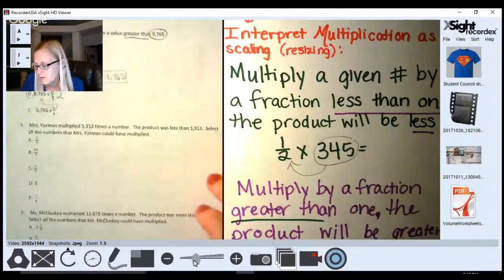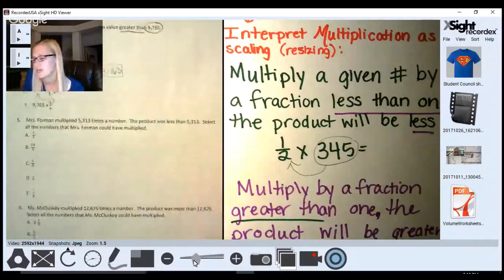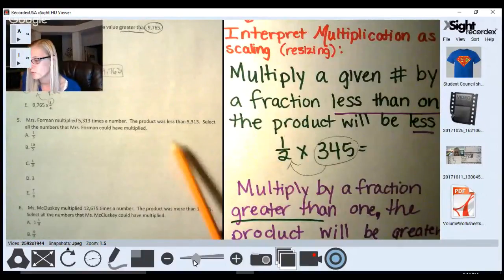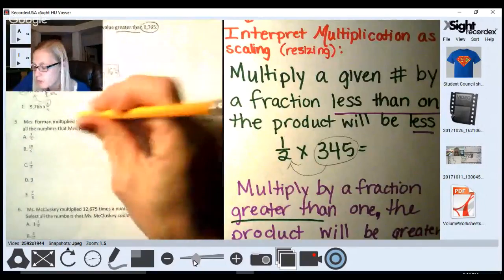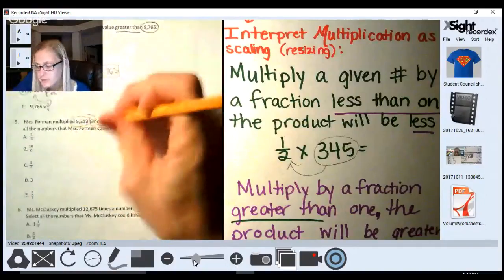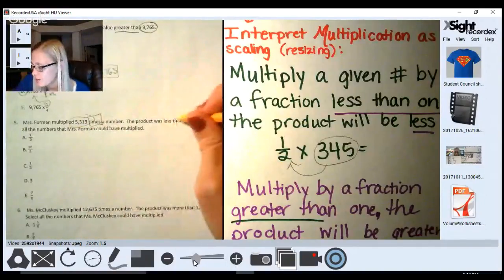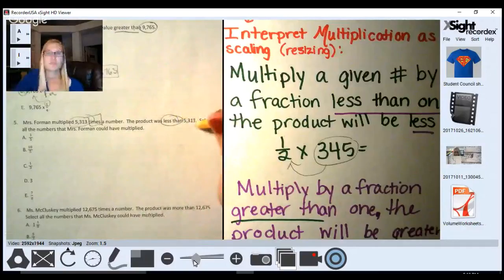Number 5. Again, it's going to go through the same concept. Ms. Foreman multiplied 5,313 times a number. The product will be less than 5,313. Select all the numbers that Ms. Foreman could have multiplied. So again, multiplying, I'm looking for less than.